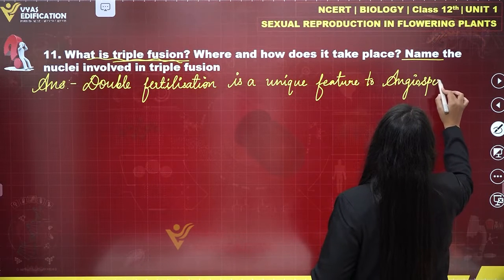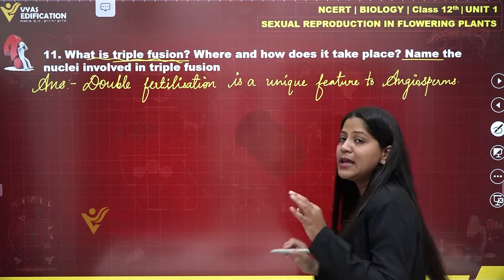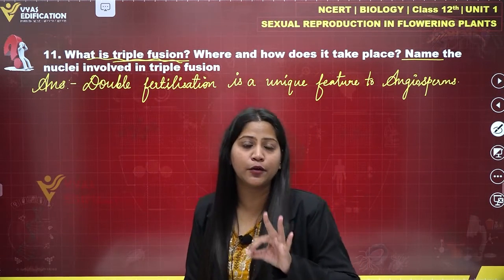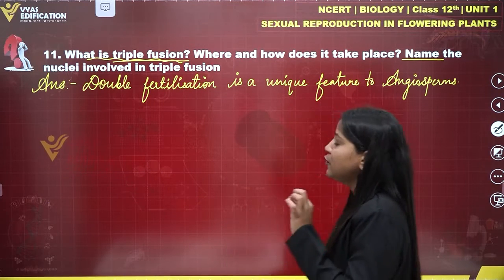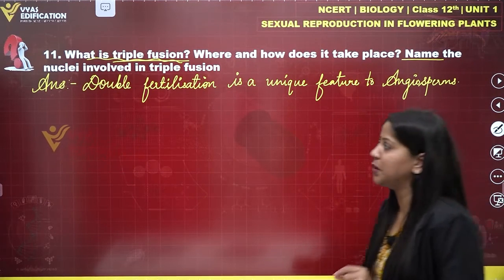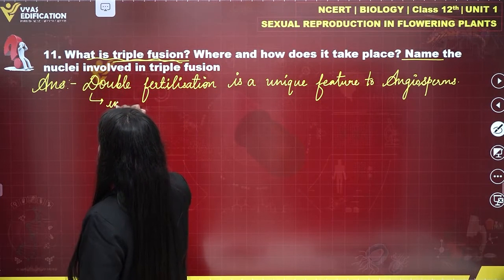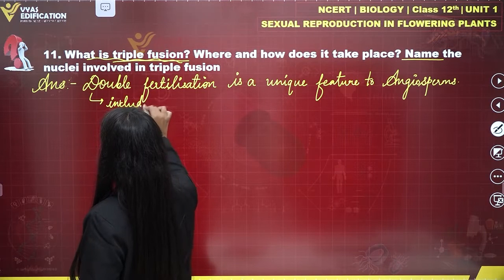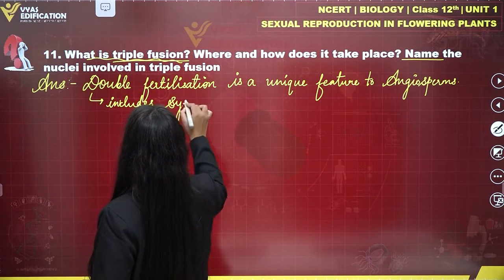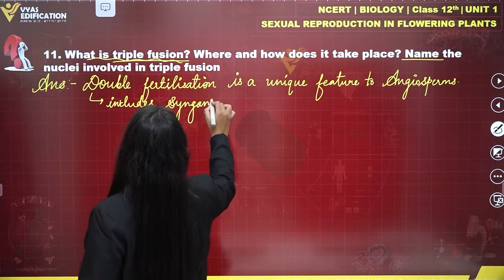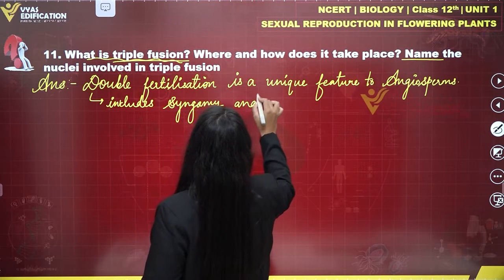of angiosperms. It is not found in any other kind of plants or in any kind of animals. So this is a unique feature of all angiospermic plants. This double fertilization includes syngamy and triple fusion.